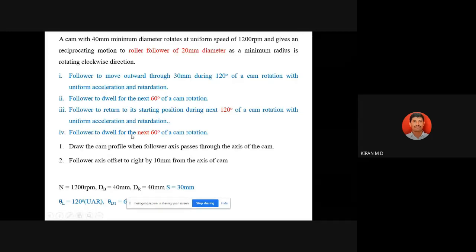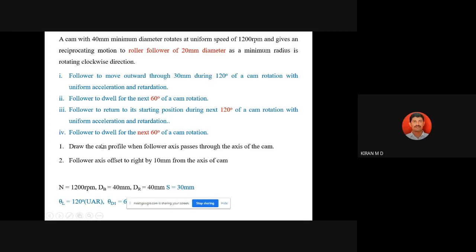Then the follower dwells for the next 60 degrees of cam rotation. For another 60 degrees it stays there only. It won't move. Then again it will continue for the next cycle. It will lift for 120 degrees, so the motion condition is uniform acceleration and retardation.